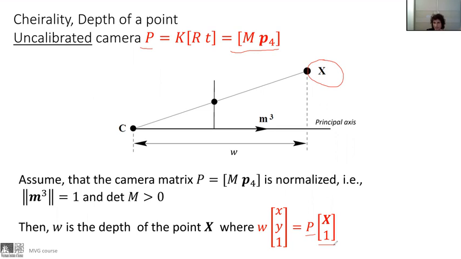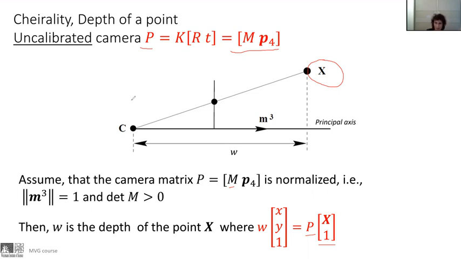So as in the calibrated case, when I know K, I also have a way to understand if X is in the front of the camera or in the back of the camera by making this calculation, okay? Under the assumption that M, or the camera matrix, is normalized as written here. You will have it as an exercise to show it. This is called chirality: the depth of the point in the uncalibrated camera setting.